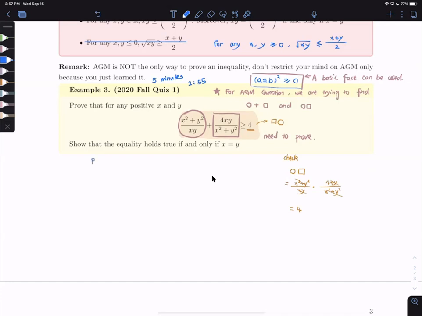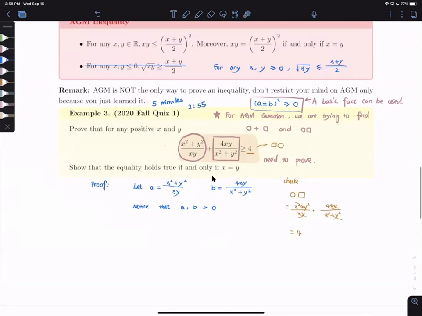So proof, let A equal my circle, which is x squared plus y squared over xy. And let B equal 4xy over x squared plus y squared. All right, so that's my A and B. And also notice that A, B are greater than 0. Okay, that means we can use this AGM.